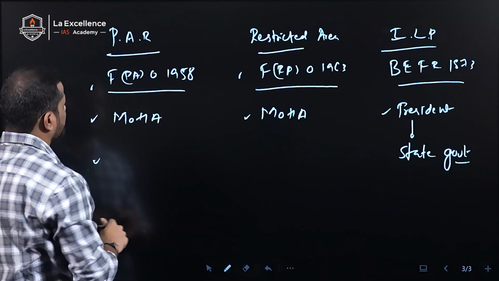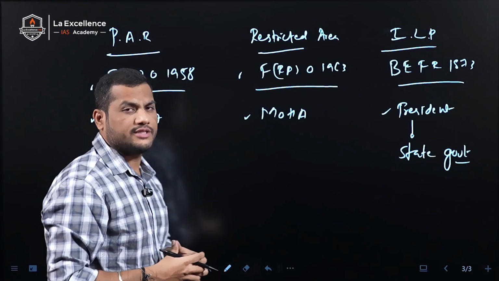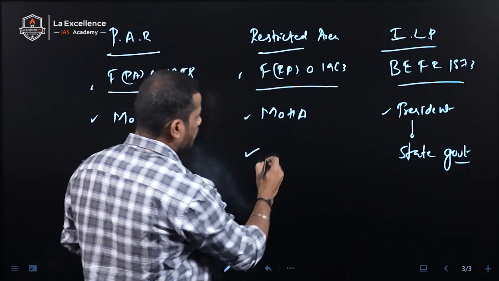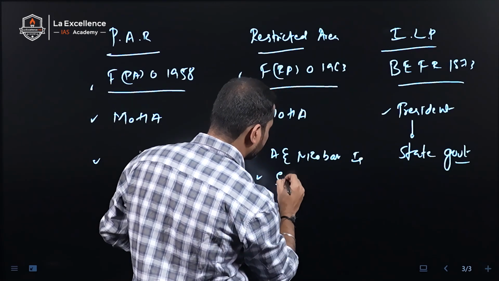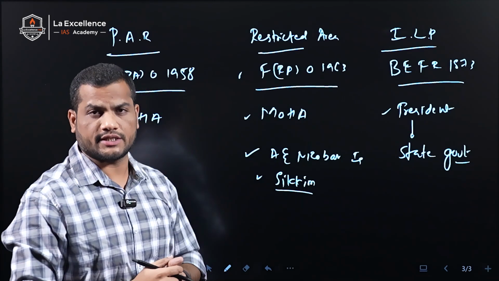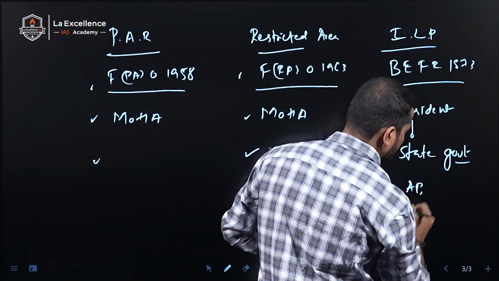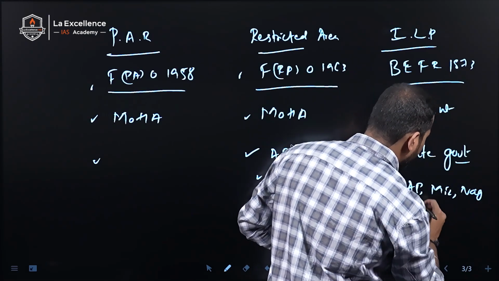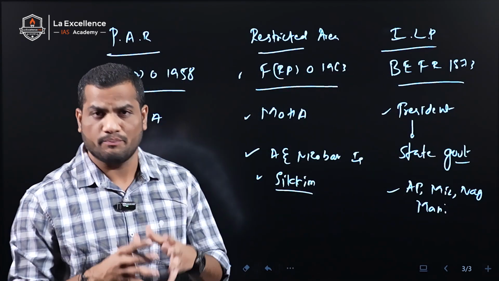But what are the states covered under the protected area network? We already saw those states. In restricted area, we cover the Andaman and Nicobar Islands and parts of Sikkim state. Some parts of the Sikkim state are also covered under restricted area. Inner line permit covers Arunachal Pradesh, Mizoram, Nagaland and Manipur. These states are covered under inner line permit.